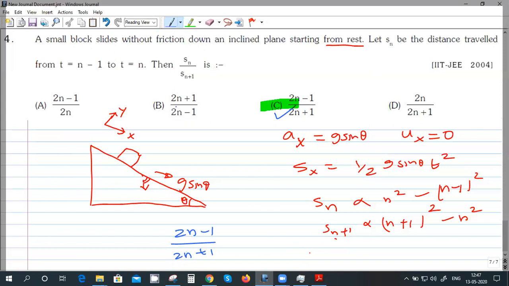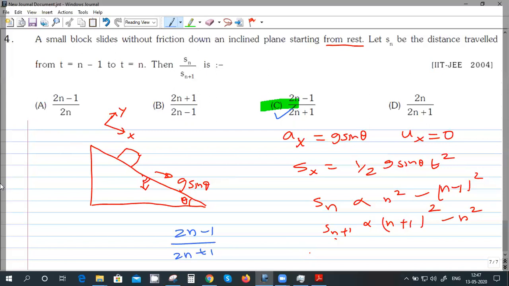Yes, sir. So you have to read the question properly also. Sn is the distance traveled from n minus 1 second to n second. So Sn is distance traveled in n second is proportional to n square, and distance traveled in n minus 1 is n minus 1 square. So n plus 1 will be between n and n plus 1 only. So it is distance traveled in n plus 1 time, and then minus distance traveled in n time.